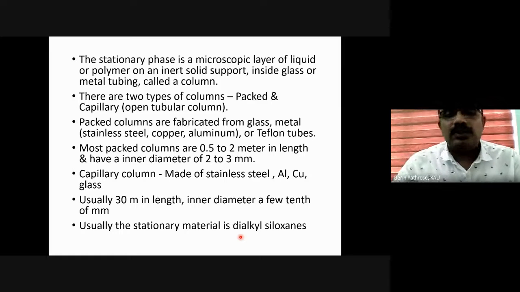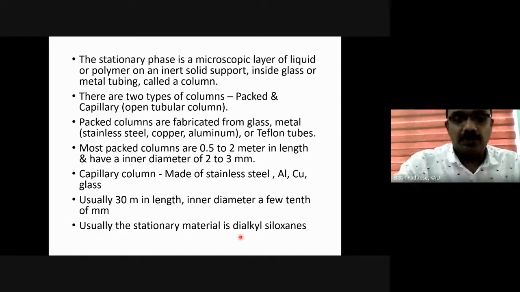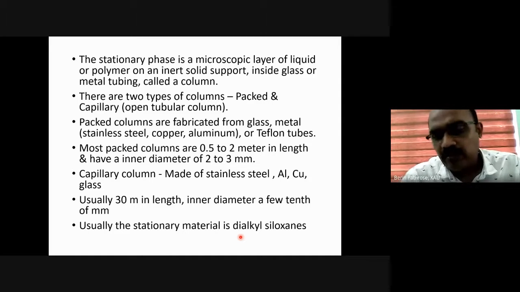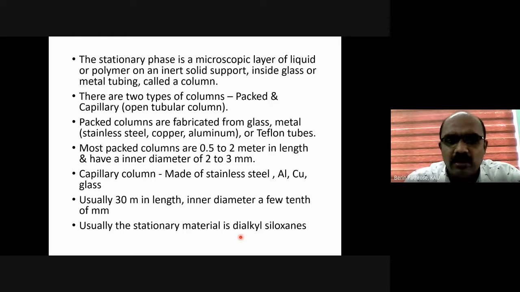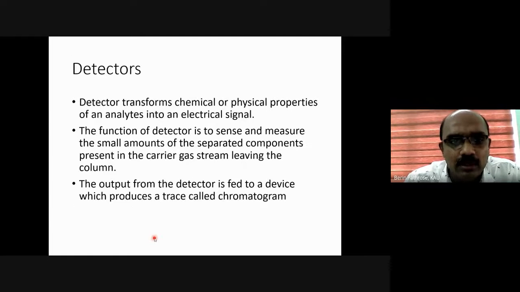So that is with respect to the column. Though we have packed columns, that is the traditional one. I don't think any lab now uses packed columns. Actually, it's an obsolete kind of thing nowadays. Only capillary columns are available.